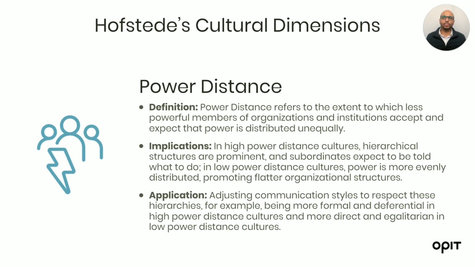Moving on, let's explore Hofstede's cultural dimensions, a pivotal concept in comprehending cultural variations. First, there's the power distance. Power distance refers to the extent to which less powerful members of organizations and institutions accept and expect that power is distributed unequally. In high power distance cultures, hierarchical structures are prominent and subordinates expect to be told what to do. In low power distance cultures, power is more evenly distributed, promoting flatter organizational structures.